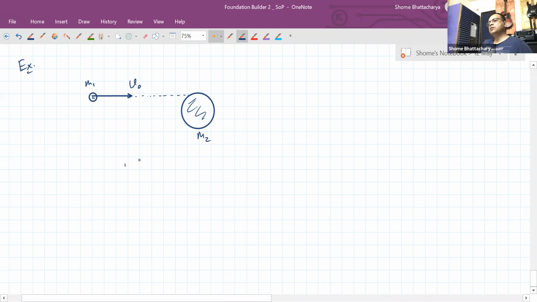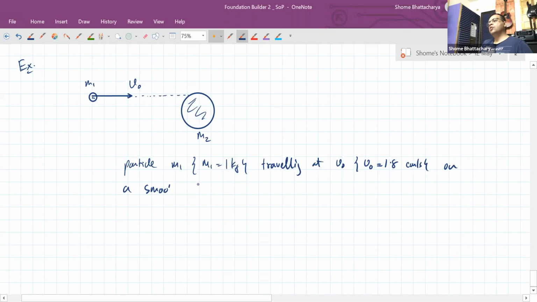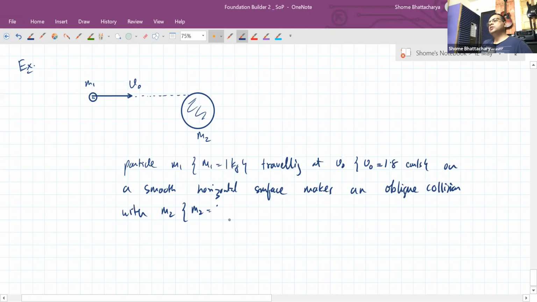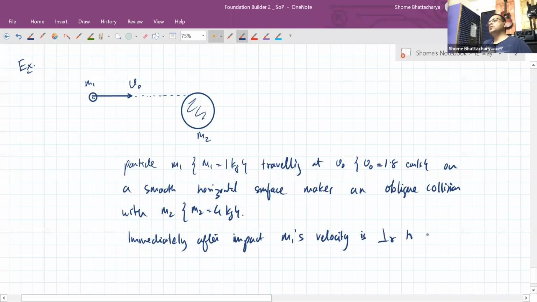So particle m1, which is of mass, let us say 1 kg, traveling at v0, let us say v0 is 1.8 centimeters per second on a smooth horizontal surface, makes an oblique collision with a heavier body, m2, where m2 is, let us say, 4 kg. Now immediately after impact, m1's velocity is perpendicular to its initial velocity.